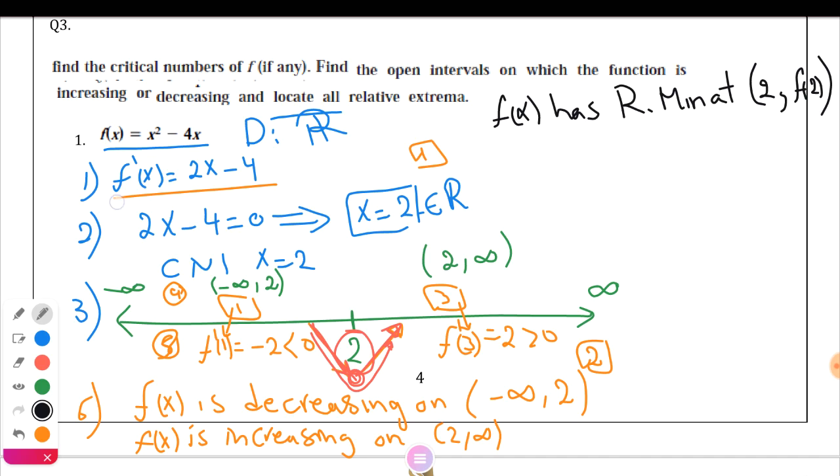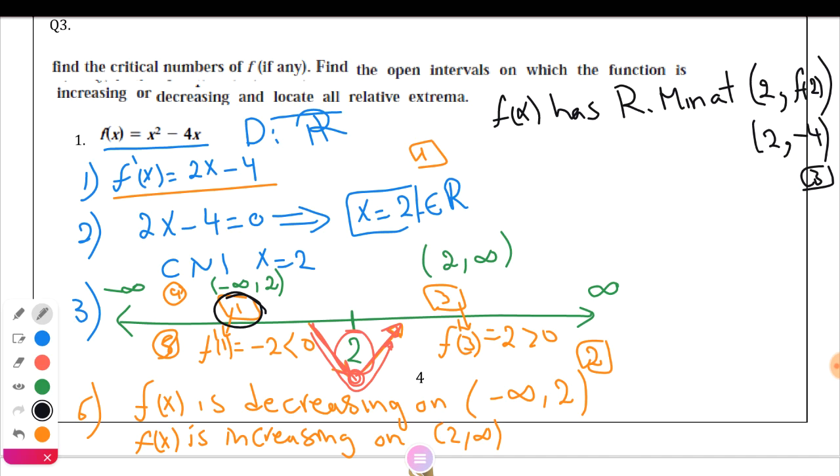I replace in the derivative only if we substitute the test value. But to find the coordinate of the extrema, substitute in the function. It will be 2, and f(2) using the function will be -4. That is the third request. Clear or not clear? I hope you understand. Repeat the video many times to understand how to solve question 3.